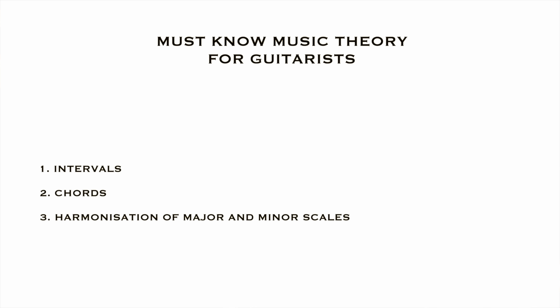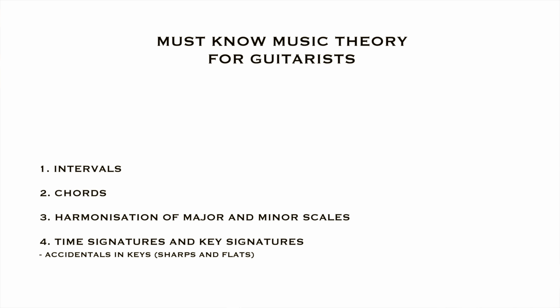Then step number 4 should be understanding time signatures so that you recognize when a song is in 4/4 and when a song is, for example, in 6/8, and also the key signatures, so the alterations that you find in each key, sharps and flats, the sequence of sharps and flats, and why not the circle of fifths.